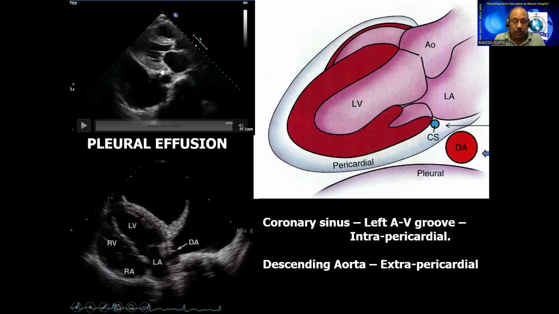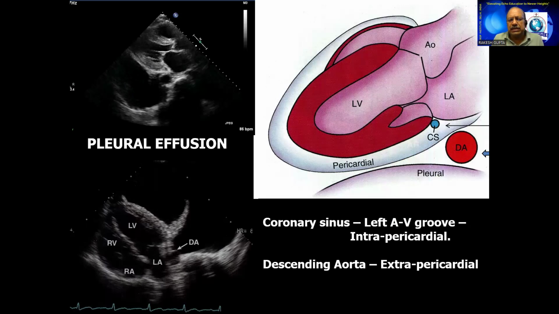Majority of the time, they could be alone or they could be together. Or it could be pure pericardial effusion or pure pleural effusions. So how do we differentiate whether this is pericardial effusion or pleural effusion?